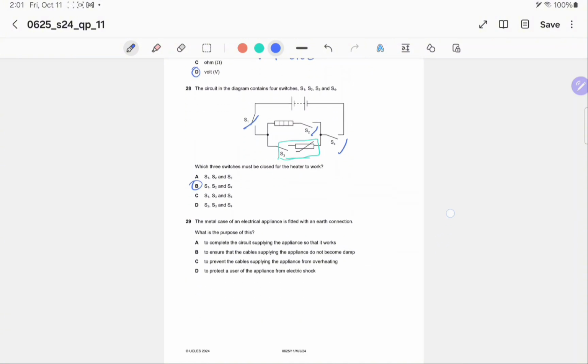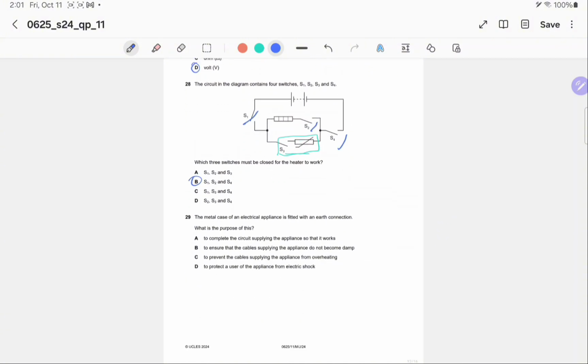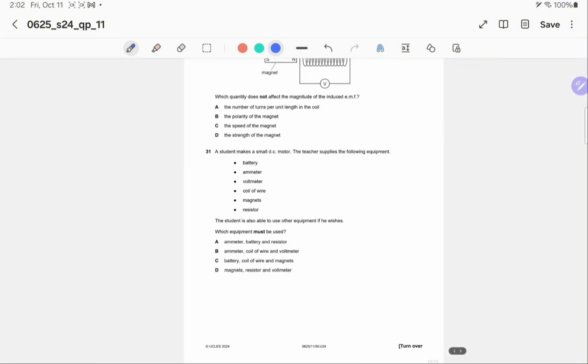Now the next question, 29th. The metal case of an electrical appliance is fitted with an earth connection. What is the purpose of this? Generally, electrical appliances are fitted with an earth connection to avoid electrical shock to the users. That is to protect us. So this is the answer.